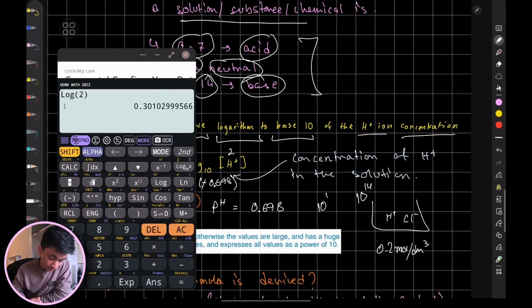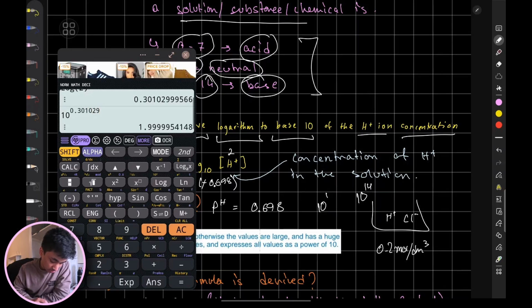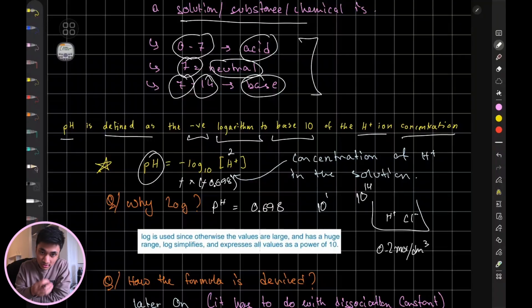That is 0.3. Let's check it out. 10 to the power of 0.3. Do we get 2? Almost, 1.995. So if I had to make it more accurate, 0.30299566. Okay, now it's almost 2, pretty much 2. So that is all it's doing.